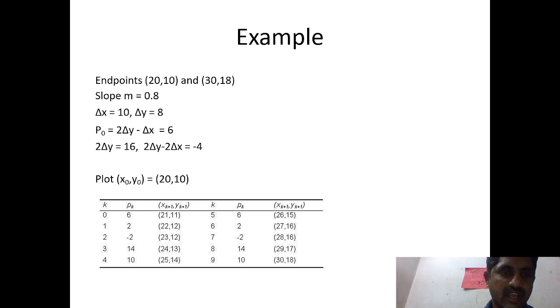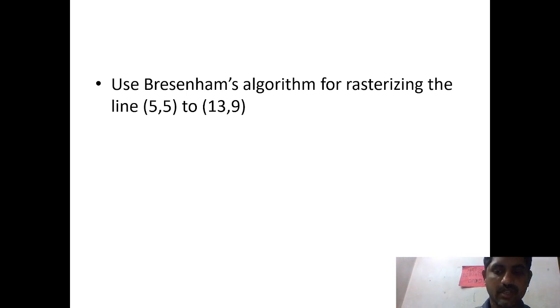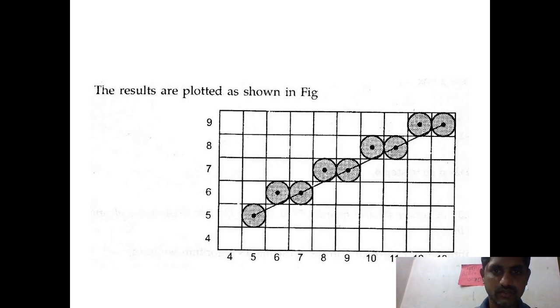So like that we have to calculate the value, that is the pk value, xk plus 1 comma yk plus 1. Use Bresenham's algorithm to transform the line from 5 comma 5 to 13 comma 9. So this is the result of the previous example.